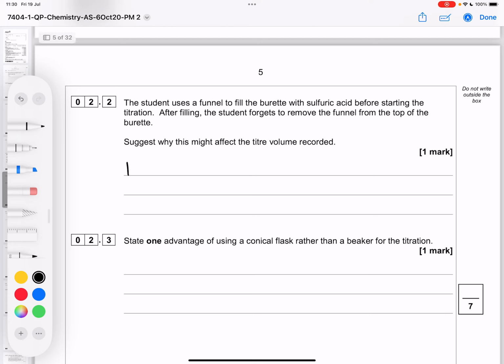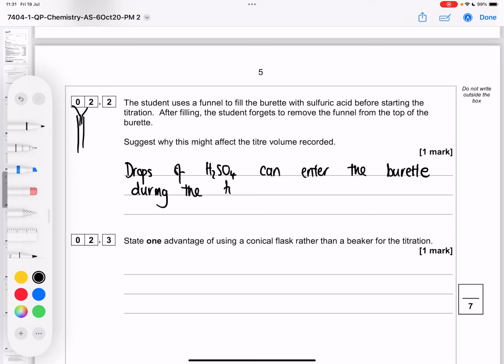Well, what might happen is, just remember that you've got your burette here, and if you've left the funnel in and the funnel was used to fill, then drops of sulfuric acid from the funnel can enter the burette during the titration. What this actually does is make the value on the burette lower, because you think, oh, I'm adding liquid, it will make it bigger, but you're adding liquid to what's left. Remember, with a burette, you measure what you've used, and so if there's more left, it will assume that there's less used.